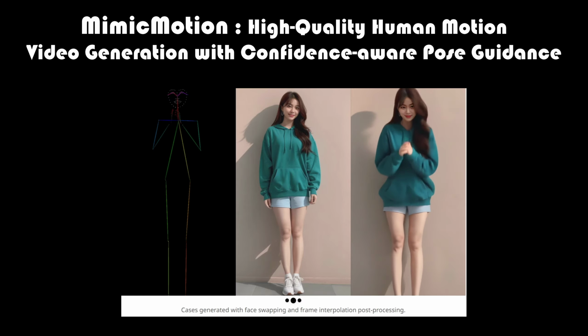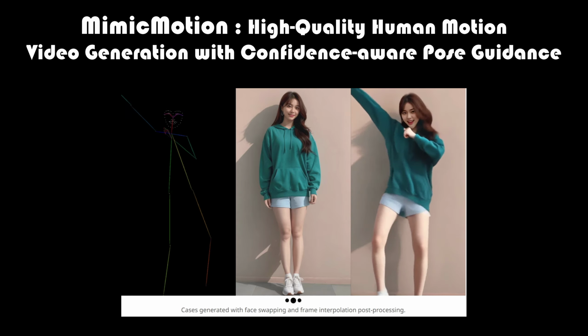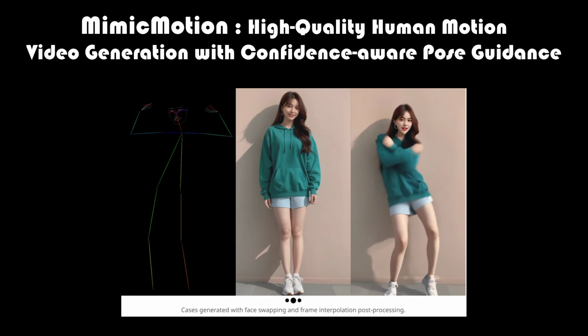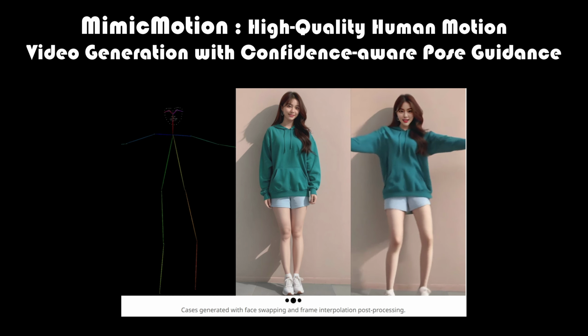Today, we're exploring MimicMotion, a breakthrough in human motion video generation. MimicMotion uses an image-to-video diffusion model with confidence-aware pose guidance, featuring a spatiotemporal U-net and PoseNet.